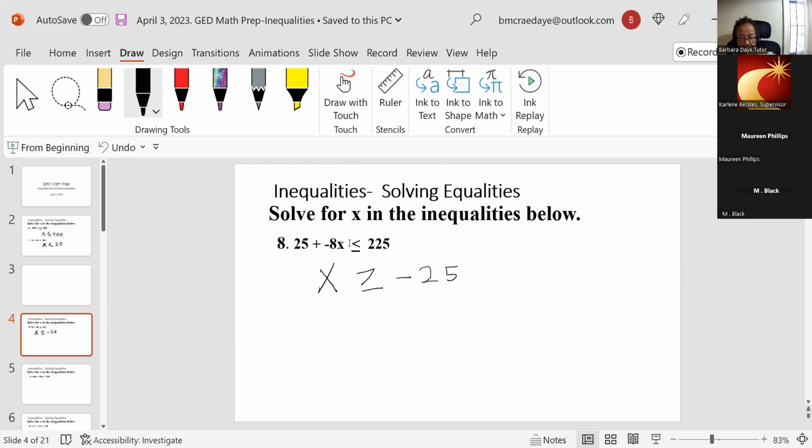That's what you had to do: subtract the 25 from both sides. That gives you negative 8x less than or equal to 200. Then you divide both sides by minus 8. That gave you x less than or equal to negative 25. But since you divided by a negative, you had to reverse the less than or equal and make it greater than or equal. Got it?